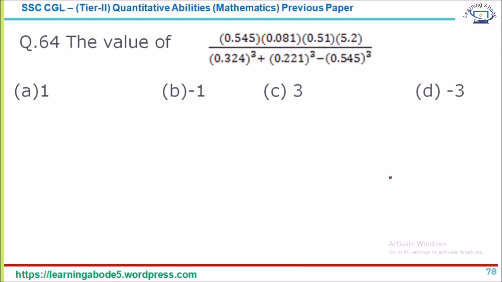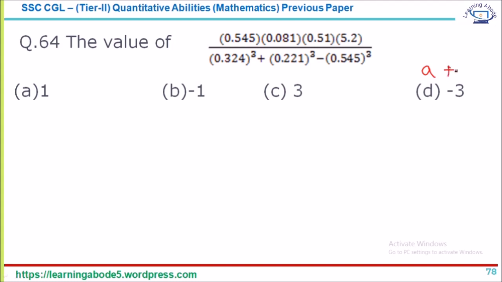Now this question: 0.545, 0.081, 0.51, 0.52. Now when you look at it, one of the obvious formulas that you can look for is the a plus b whole cube.